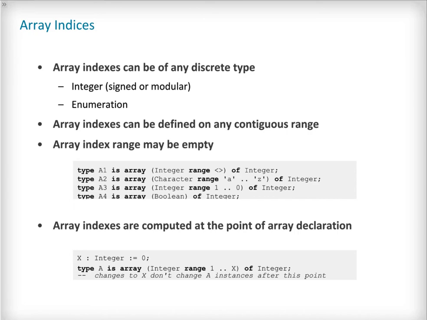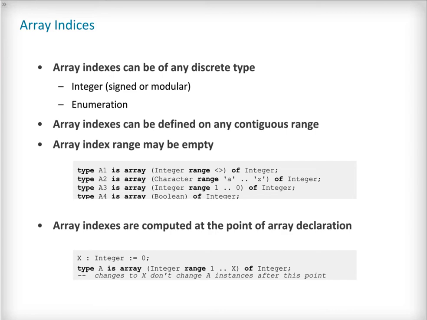The indexes of an array can be of any discrete type, which includes integer and enumeration. So for example, it is possible to index an array after character, after boolean, or after any custom enumeration that you may have in the program. The indexes have to be defined on a continuous range, which may be empty.